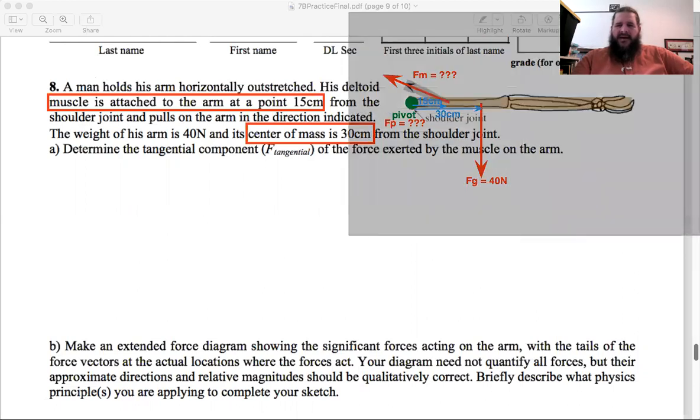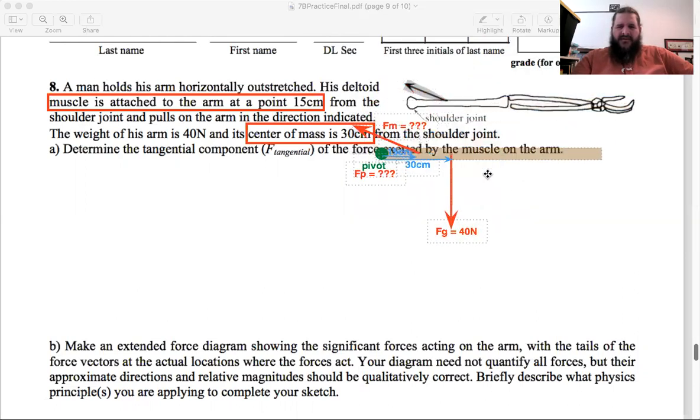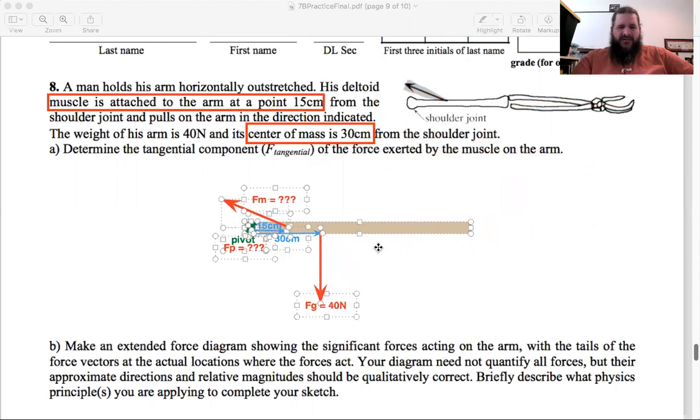So now that we've got that, I think it's safe to ignore the finer details of the bone structure and just look at this as just one rod-like object. And we want to know ultimately the tangential component of the force exerted by the muscle on the arm. This is kind of a weirdly worded question. The idea is that this problem, let me make this a little bigger for exaggeration, doesn't really give us enough information to actually find the force of the muscle.